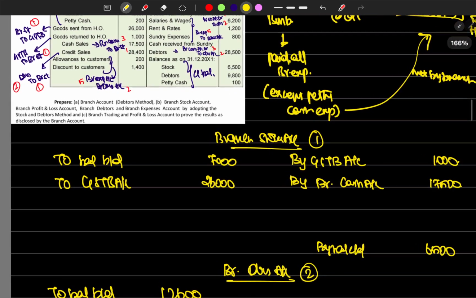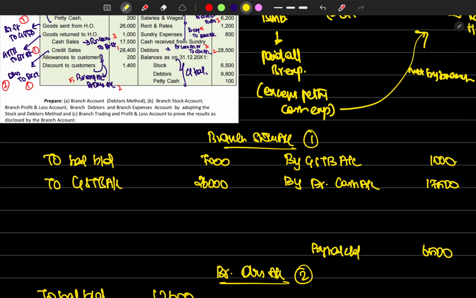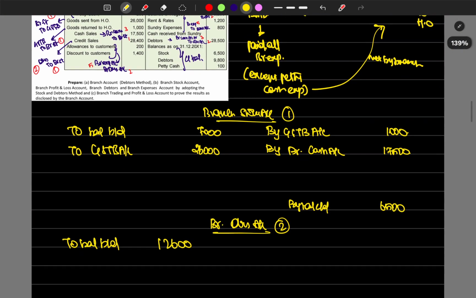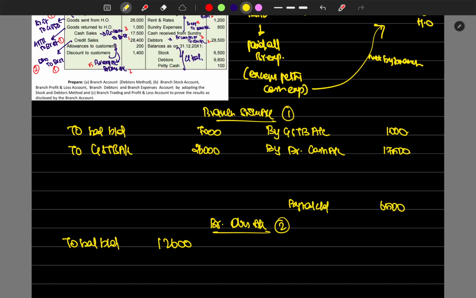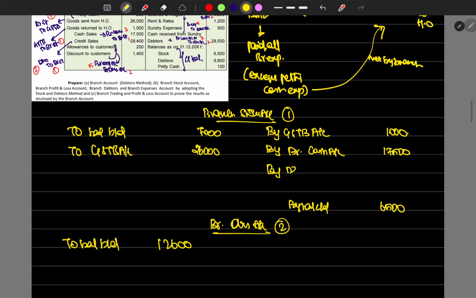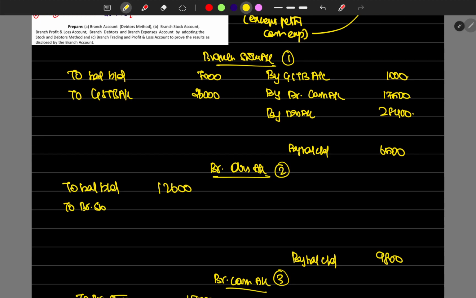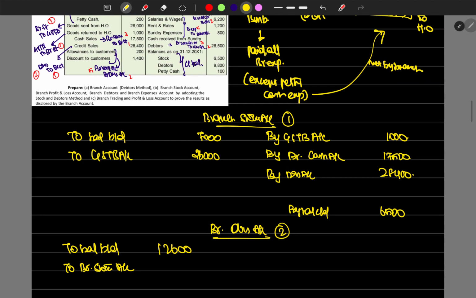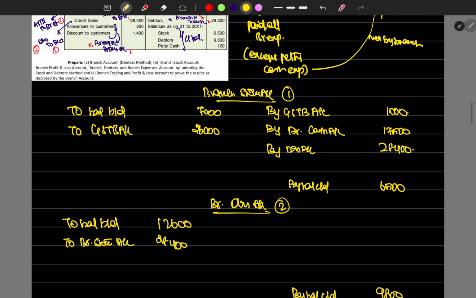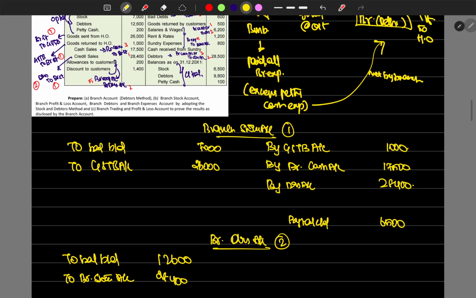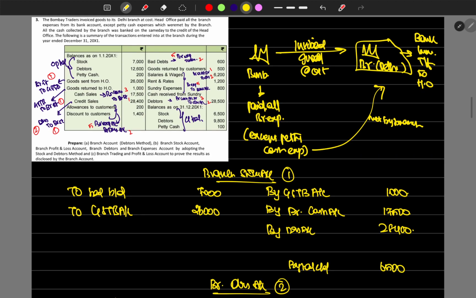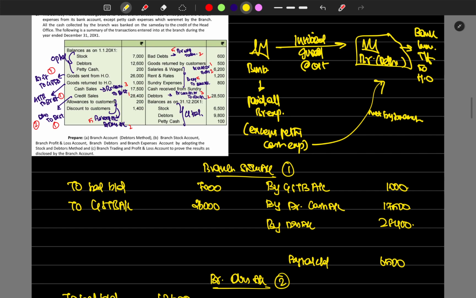Okay, now the credit sales entry is debtors to branch stock. So the 1 and 2 ledgers will be hit: by debtors, which is 28,400, to branch stock, which is 28,400. Then allowances to customers, discount to customers, bad debts. All these items will hit the debtors area. So let's total 200 plus 1,400 plus 600, which is 2,200.